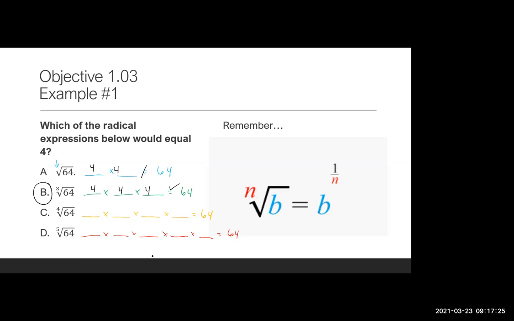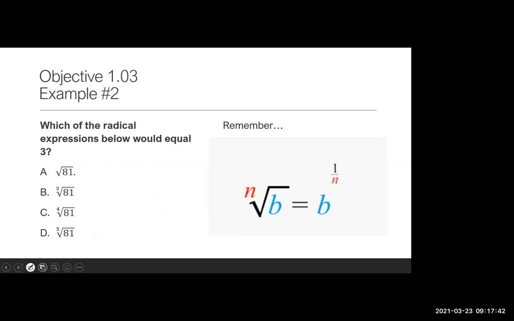So really hone in on that index, okay? That index tells us how many blanks we need to multiply together in order to get that radicand, which is the number underneath. Okay, so which of these would equal 3? And let's put our blanks out there because I love that visual. This means some square root, no index, right? That means something times itself would give you 24.